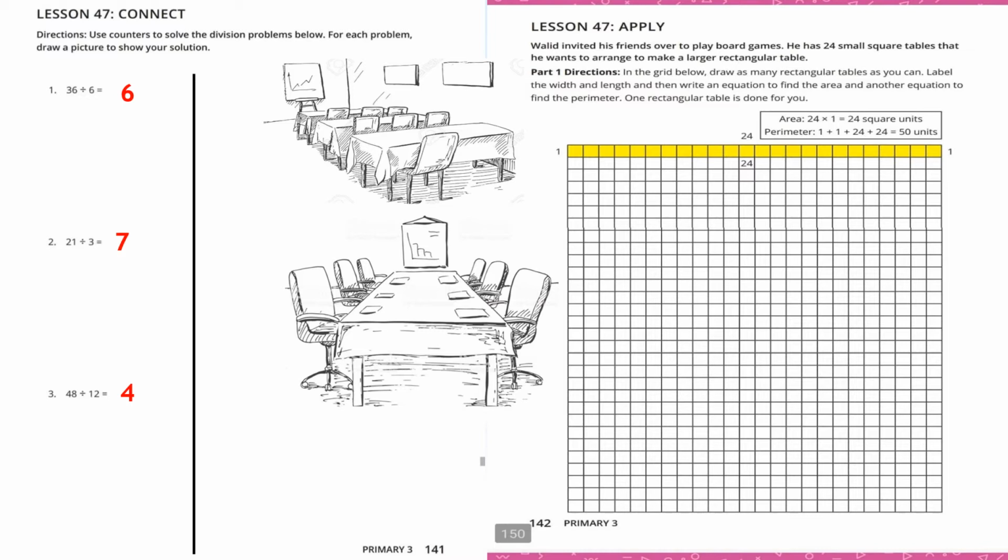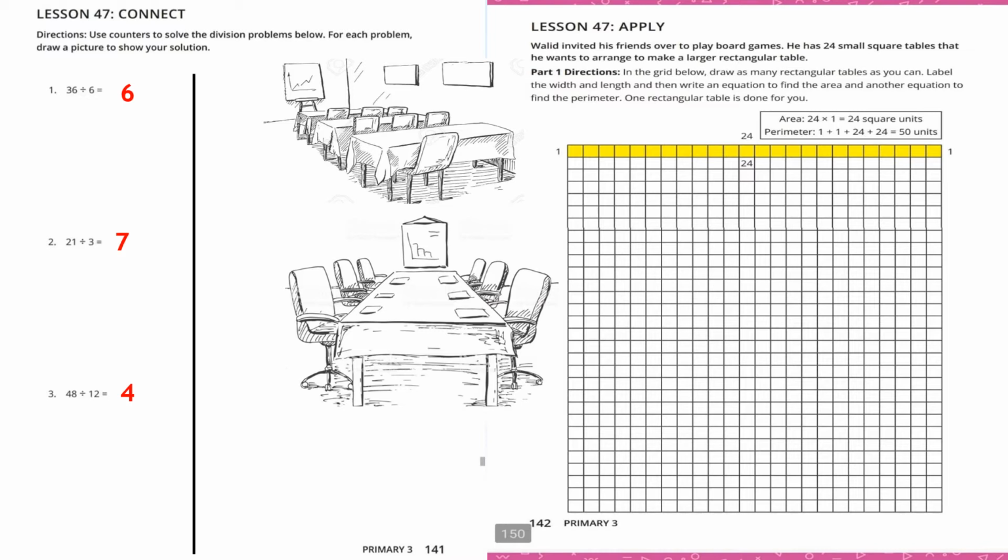In the first example here, he put 24 times 1. So the length is 24 and the width is 1. 24 times 1 will give me 24. And the perimeter here, we know that we will add all sides. So 24 plus 1 plus 24 plus 1, or 1 plus 1 plus 24 plus 24 equals 50 units.